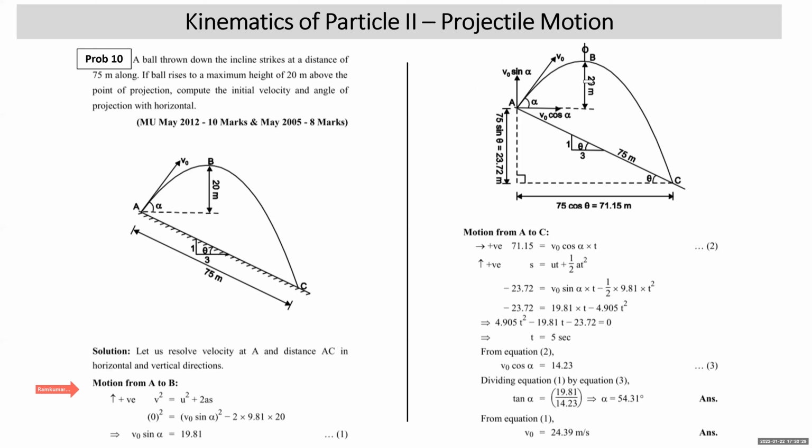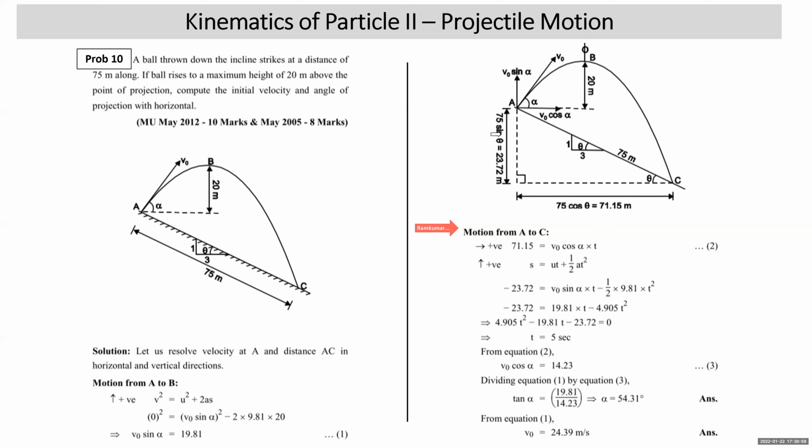So as V and S are into consideration, we'll write the equation V square is equal to U square plus 2S in vertical direction. So I wrote V square is equal to, V is the vertical component velocity at V0, U is the initial vertical component, V naught sin alpha, square, minus 2G. You get V naught sin alpha. Then we take motion from A to C. Horizontal displacement between A and C is 71.15. Initial horizontal component is V naught cos alpha into T.